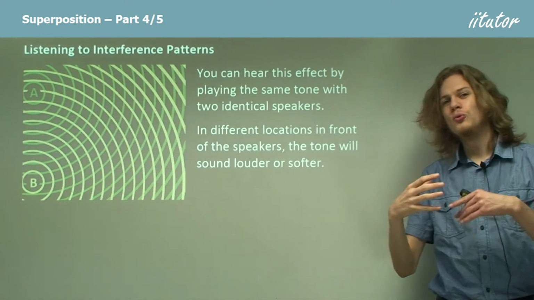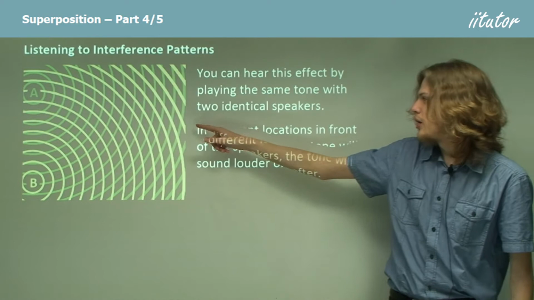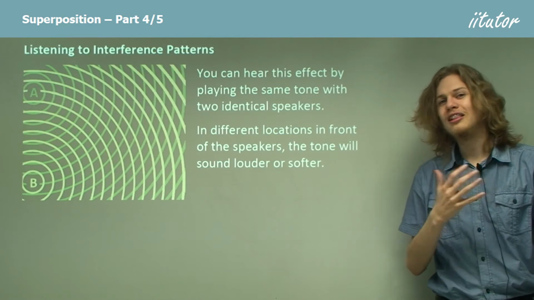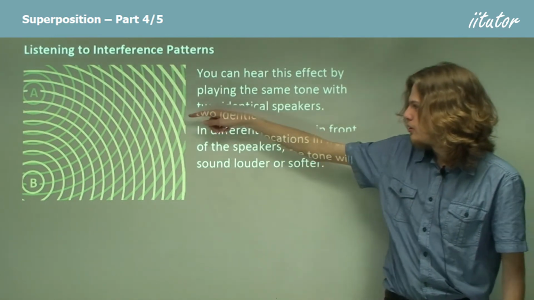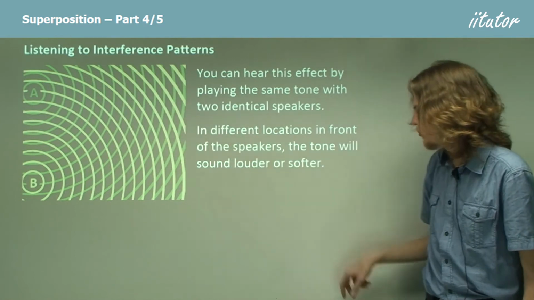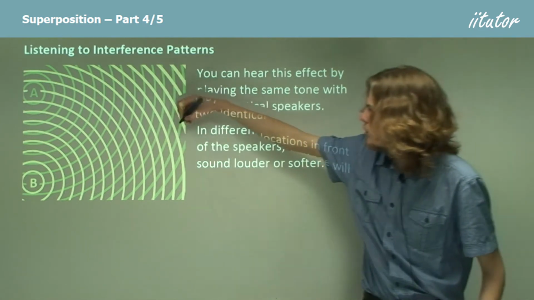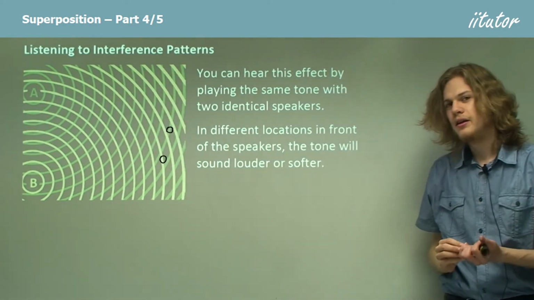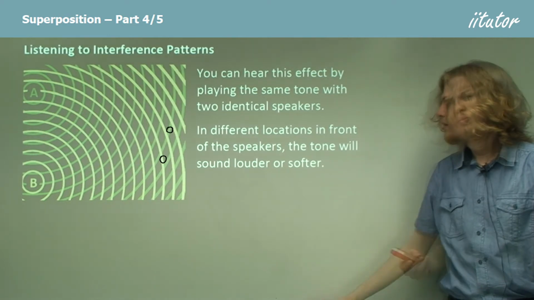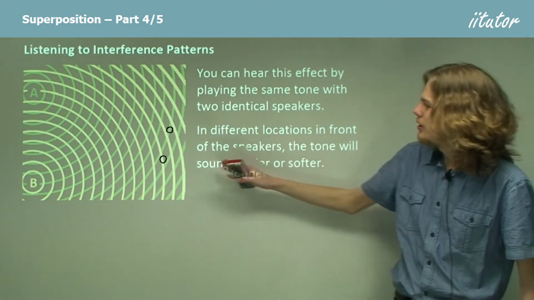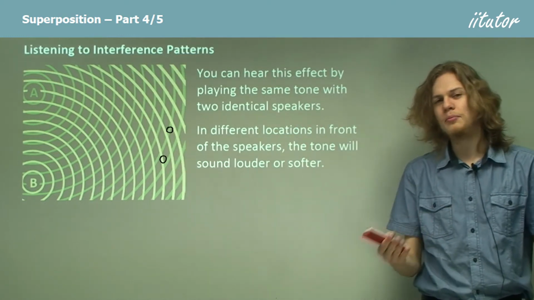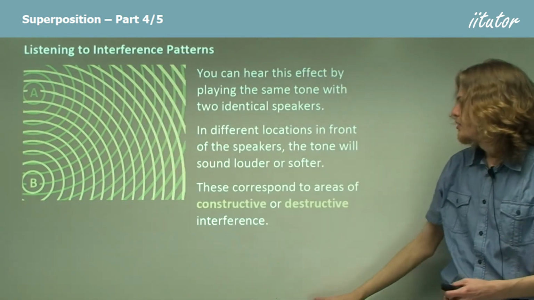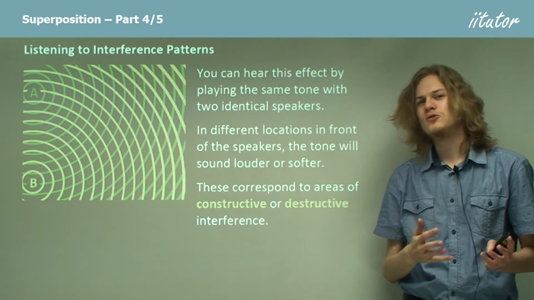When we have two crests overlapping, such as where these lines intersect, we will get constructive interference and the sound will be a bit louder. If we get spots where there's one crest and one trough, that is somewhere like this or this, then in these cases we won't be able to hear the sound because the crest of one wave is overlapping with the trough of another and they are cancelling each other out. So this corresponds to areas of constructive and destructive interference.